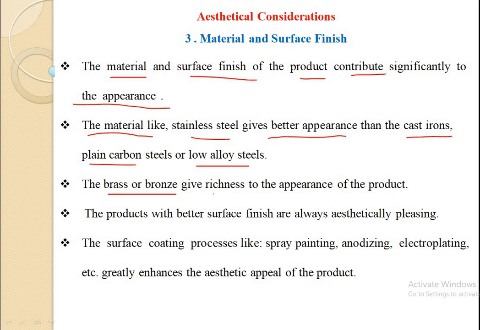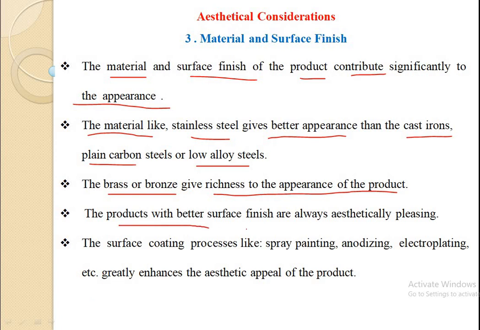The brass and bronze give richness to the appearance of the product. If we use brass or bronze as a material for a particular product to highlight a specific part of the product, for example in automobiles, the parts which are apparent are made up of stainless steel, brass or bronze. In delicate parts, in any machineries or any products which are used in domiciles or in the homes, we are using brass and bronze as the material.